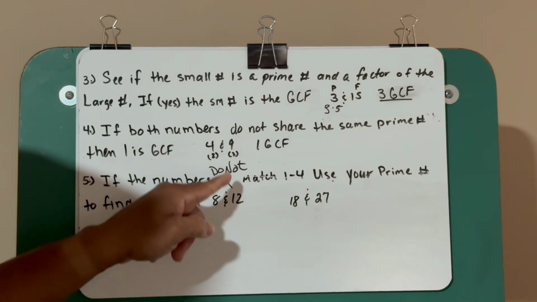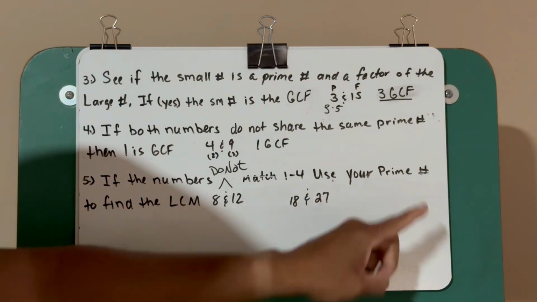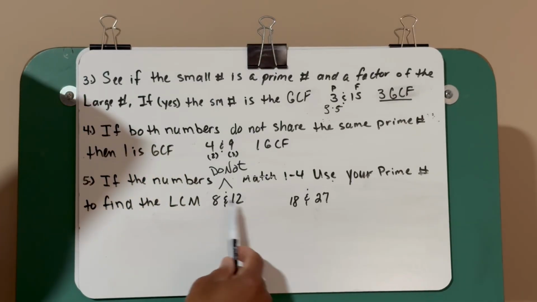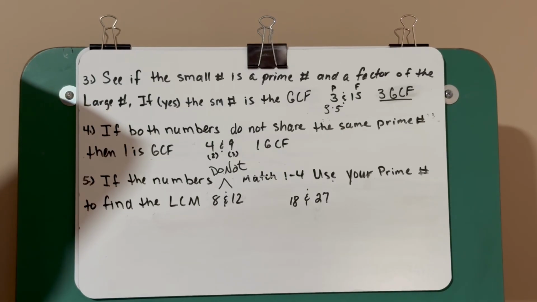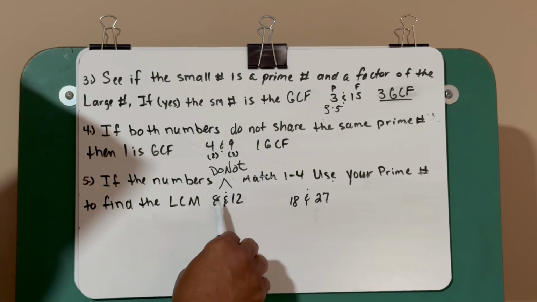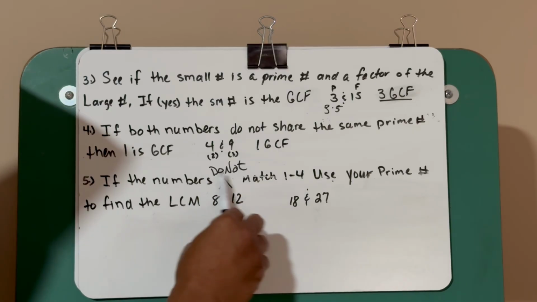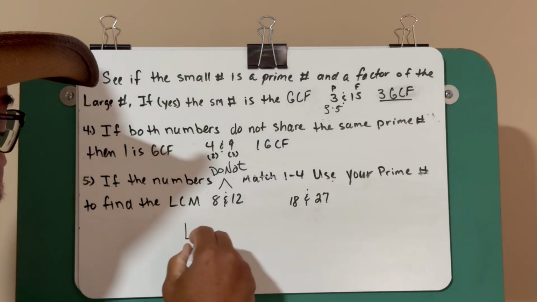If the numbers do not match 1 through 4, which we've seen, then we're going to use our prime numbers to find the greatest common factor. So here's 8 and 12. 8 is not a factor of 12. 8 and 12 are not prime numbers. But 8 and 12 do share matching prime numbers. So we're going to go like we did before.